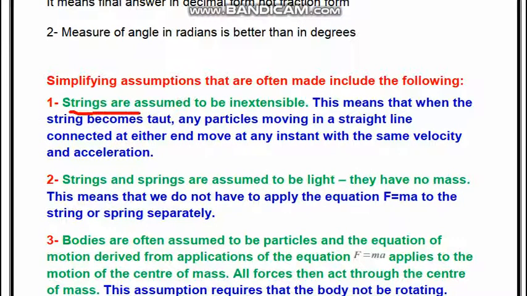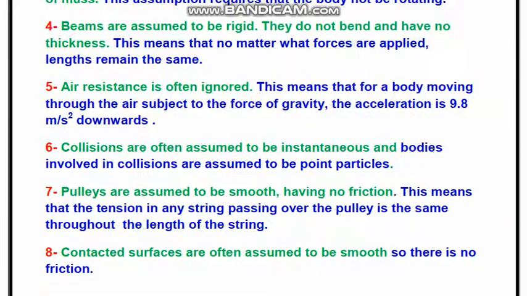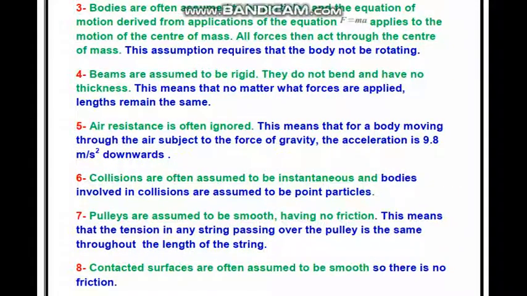Here is a modeling of some situations. Straight lines are assumed to be inextensible. This means that when the string becomes taut, any particles moving in a straight line connected at either end move at any instant with the same velocity and acceleration. And number two, another situation. Number three, another one. Number four, number five, and number six, number seven, and eight. These are the most important situations. You should memorize them by heart.